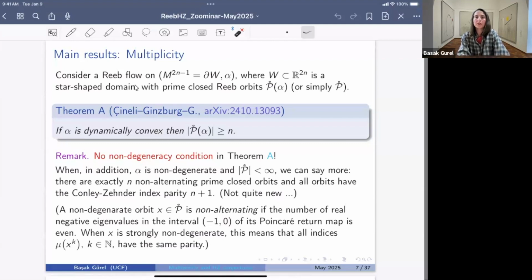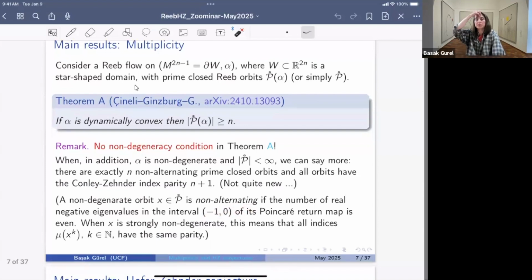The terminology of non-alternating I'll be using, at least in the statements of the theorems. This is something we are used to, of course. It's just that the number of real eigenvalues in the interval -1 to 0 is even; otherwise we call it alternating. The essence is, whenever you are dealing with the multiplicity, you're going to have to deal with the iterated orbits, and this is about whether or not the Conley-Zehnder index changes parity as you iterate.